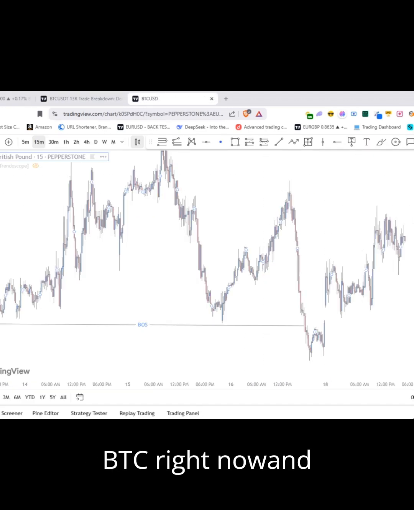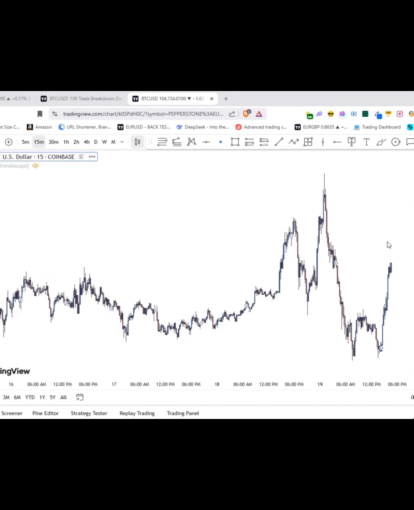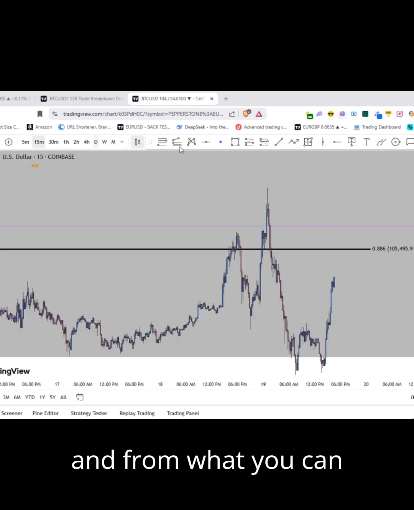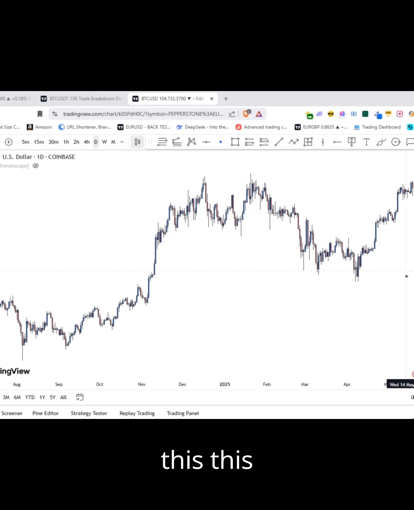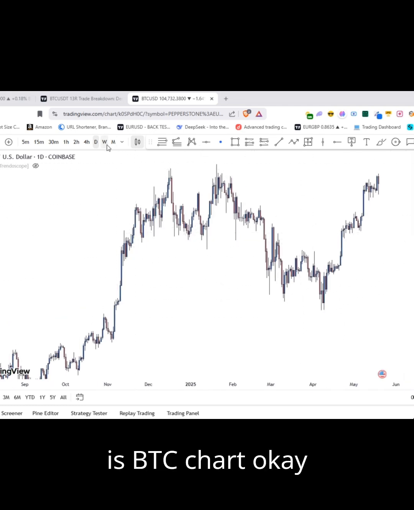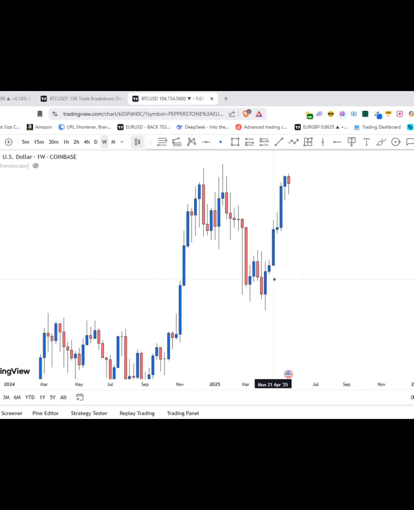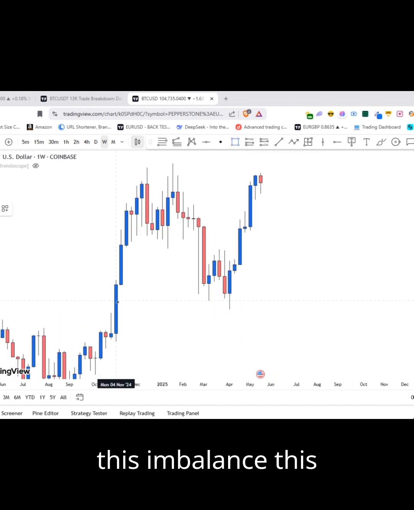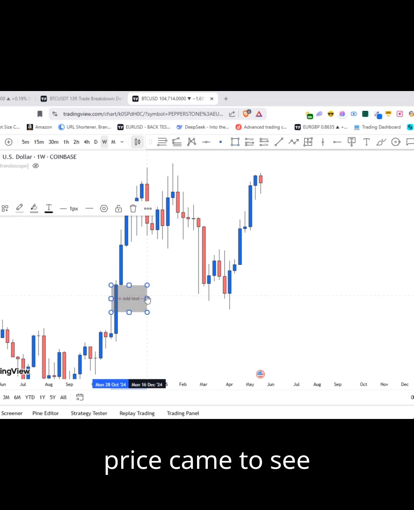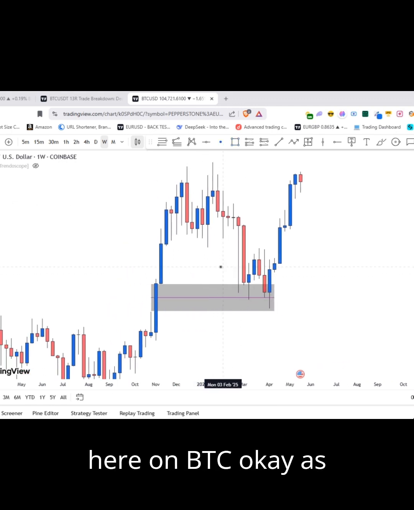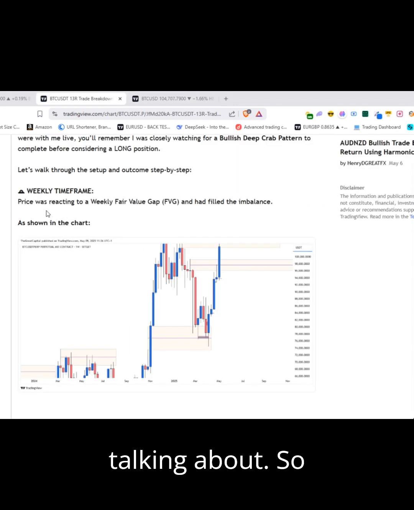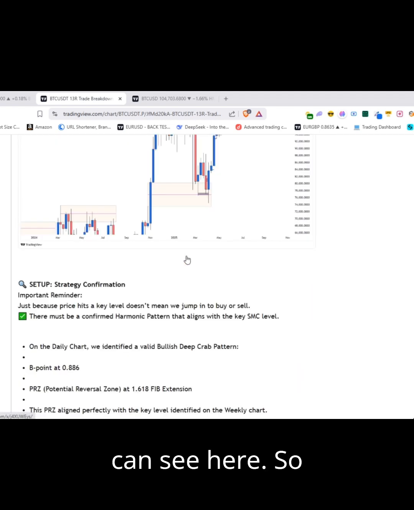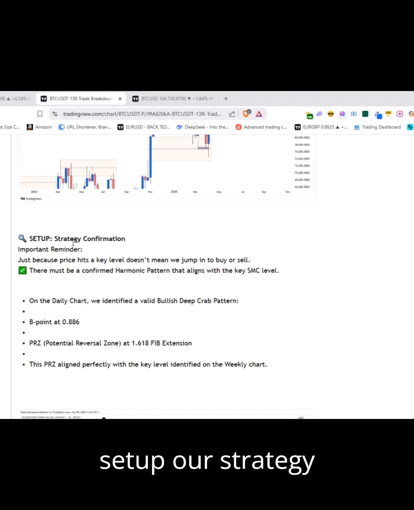So this is BTC right now, and from what you can see here, this is the BTC chart. Price came to fill this imbalance. This is inefficiency. Price came to fill this inefficiency here on BTC. As you can see, that was what this explanation is talking about. Price was reacting to a weekly fair value gap and had filled the imbalance, as you can see here. So, setup, strategy confirmation.